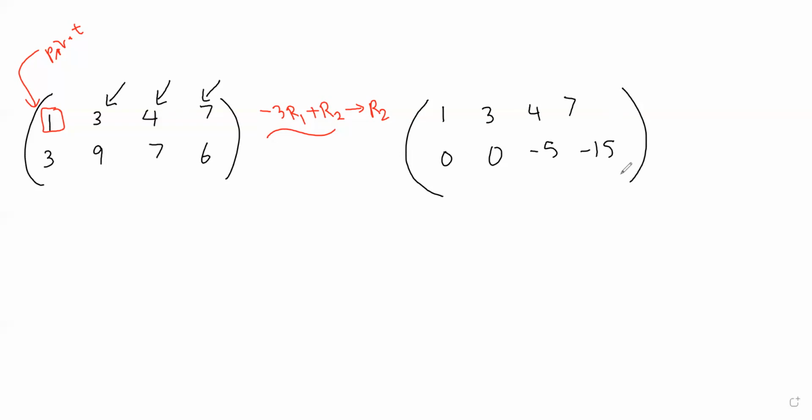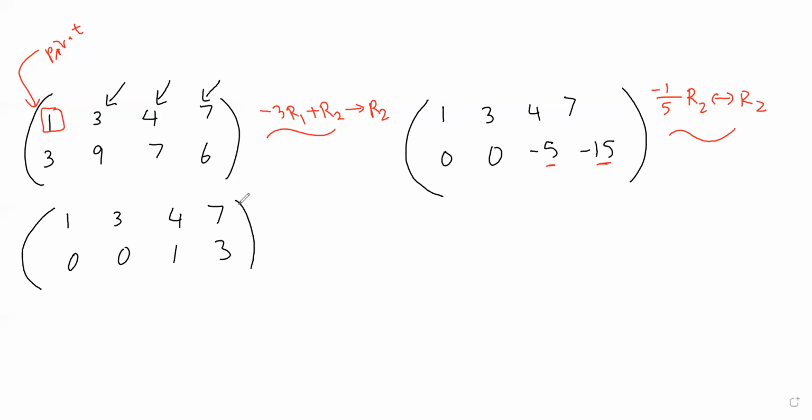So then, let me just scale this one first. I will introduce another operation. It looks like this number and that number are multiples of each other. So I will just divide the second row by -5 and put my answer back into the second row. When I do that, I will get this: 1, 3, 4, 7, and this will be 0, 0, 1, 3.